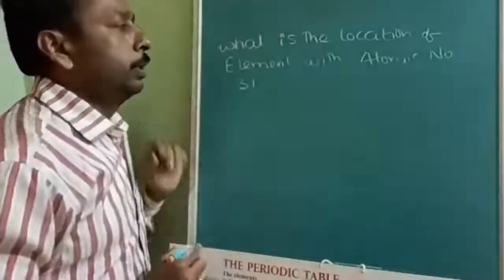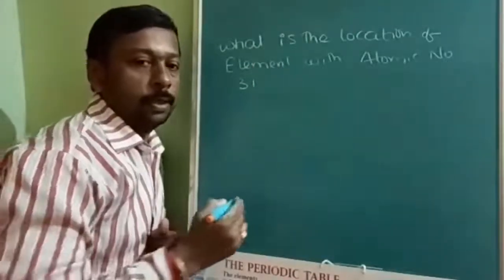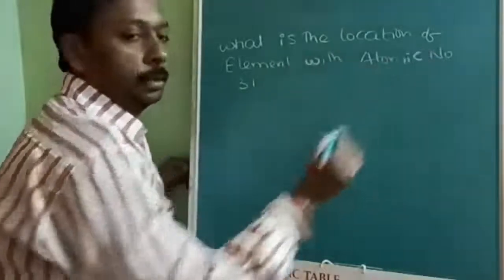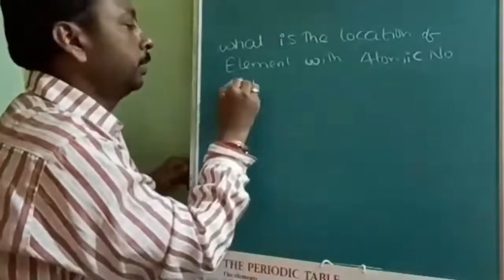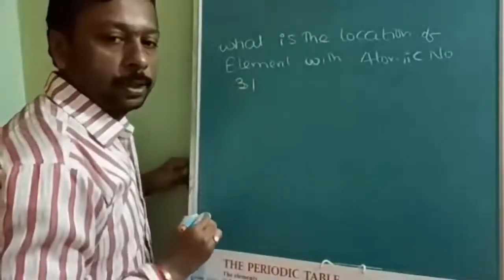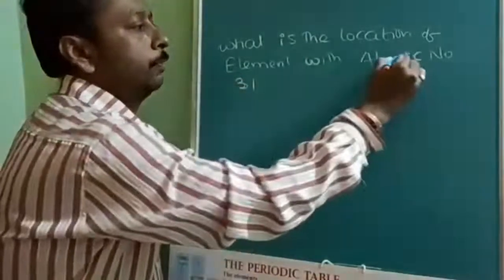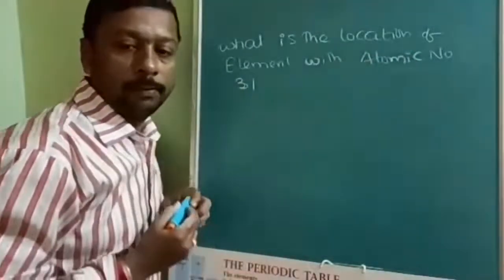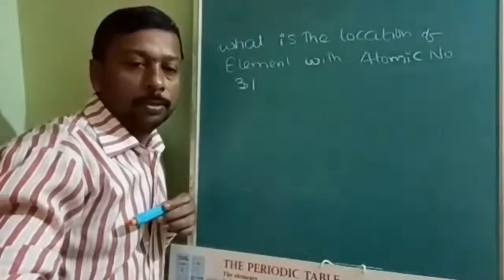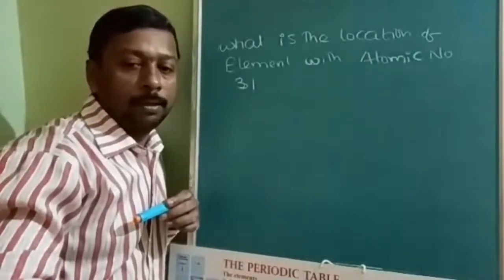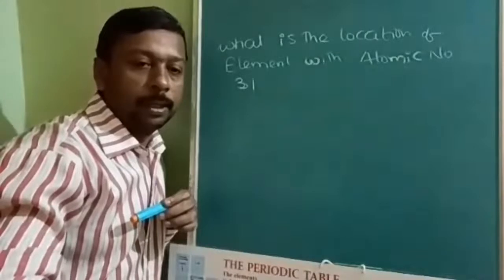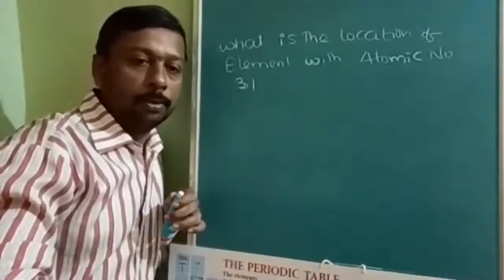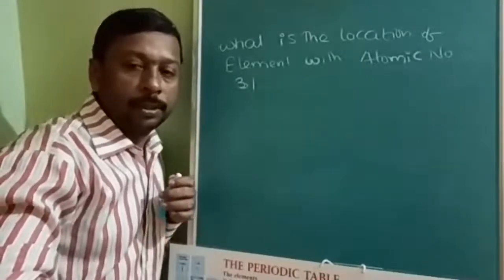Okay. The question here is: what is the location of the element with atomic number 31? You can solve it and then listen to my explanation. I will tell you the shortcut procedure, so that for higher atomic numbers and lower atomic numbers, the official procedure is very nice.